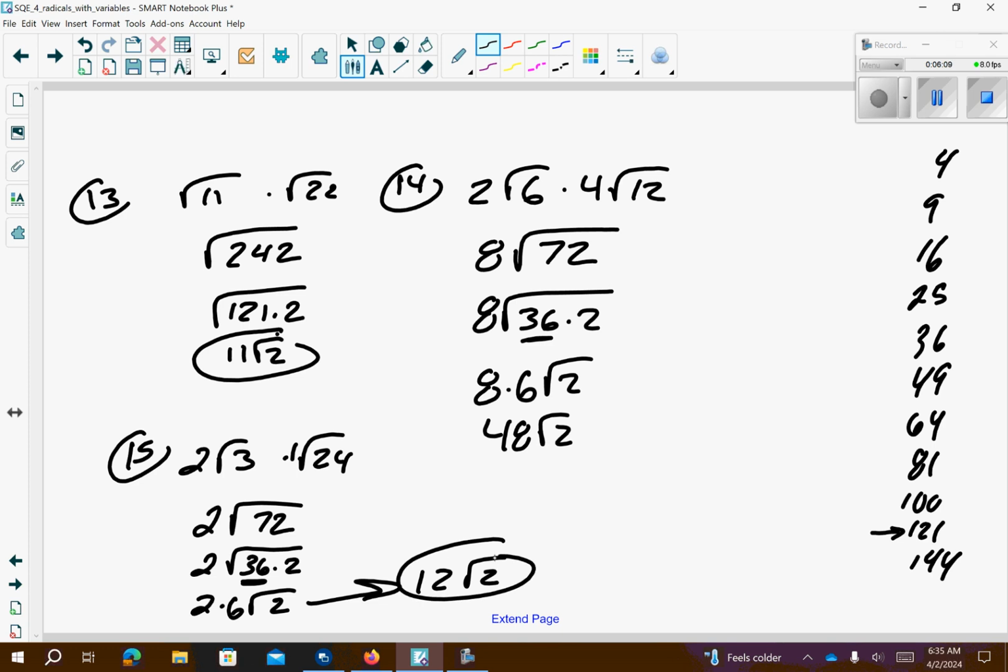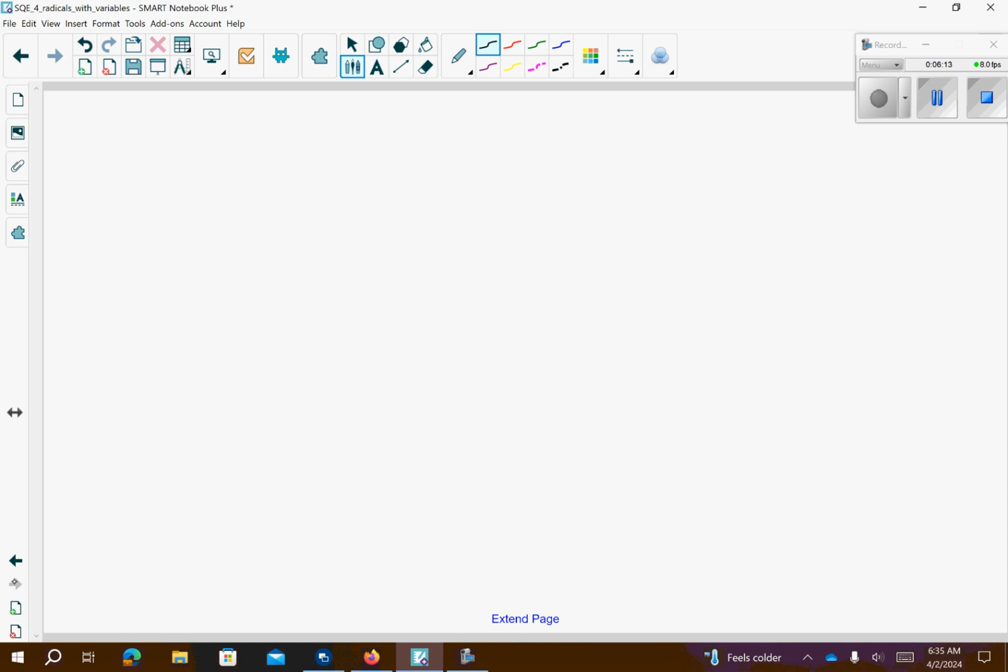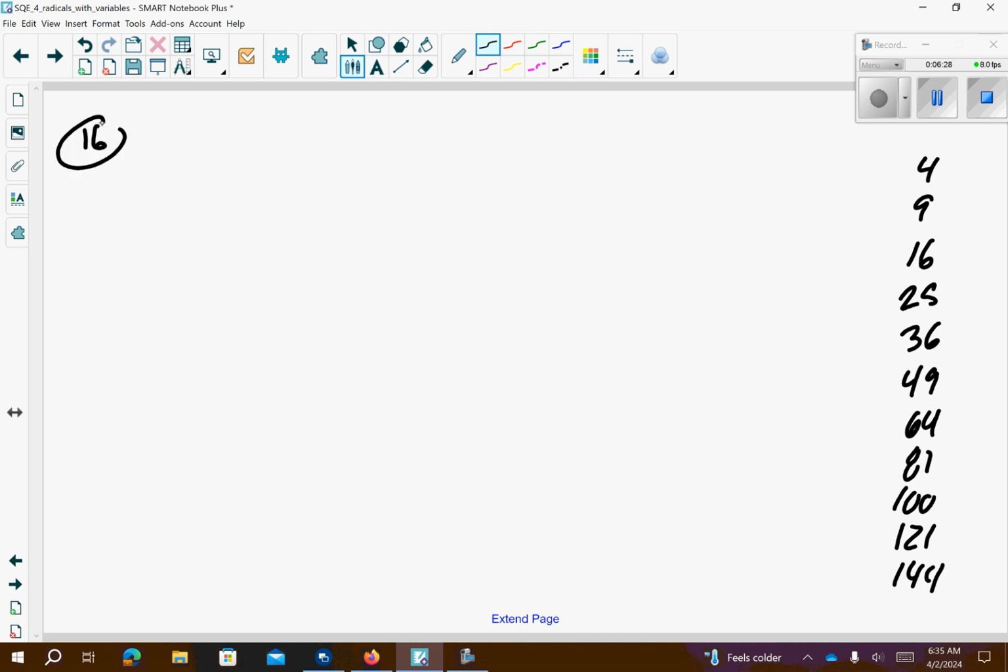All right, to the back side, continuing with what we've been working on. Again, I'm going to list my perfect squares: 4, 9, 16, 25, 36, 49, 64, 81, 100, 121, 144. So problem number 16, we have root 5 times root 175.